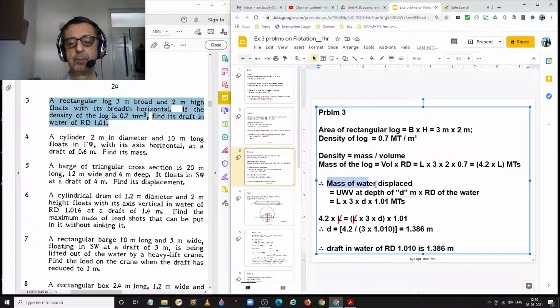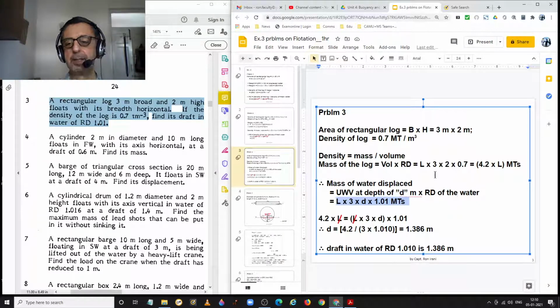Therefore, the mass of the water displaced is equal to the underwater volume at a draft equal to D meters, multiplied by the relative density of the water. In this equation, the length is unknown, the breadth is 3, the draft is unknown, and the relative density of the water in which the ship is floating is 1.01. Therefore, the mass is equal to length into 3 into D into 1.01 metric tons.